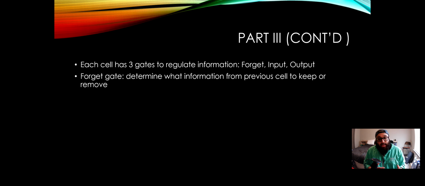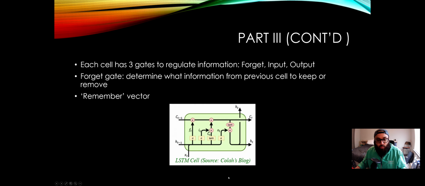The forget gate determines what information from the previous cell state to keep or to remove. The way that it does that is it utilizes a remember vector, which outputs a value between 0 and 1. If the value is 1, the information is deemed entirely relevant and 100% of it is kept. If it's 0, it's deemed entirely irrelevant and 100% of it is removed, or 0% is kept, and the range therein.